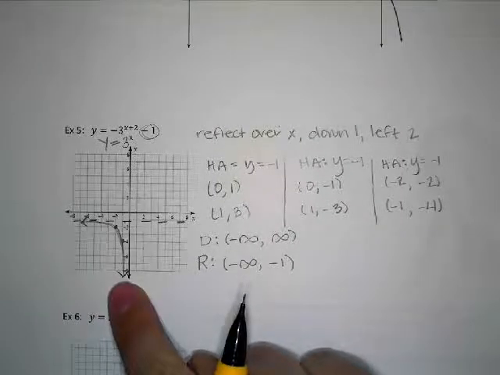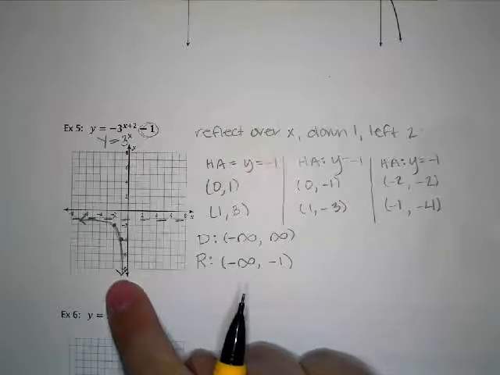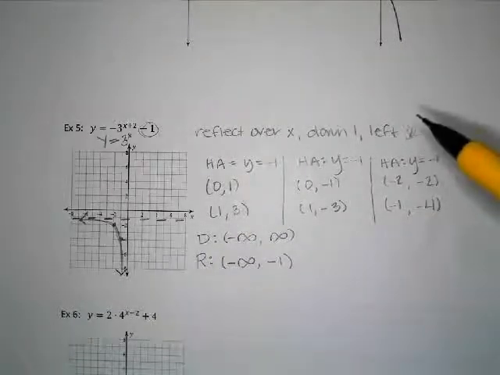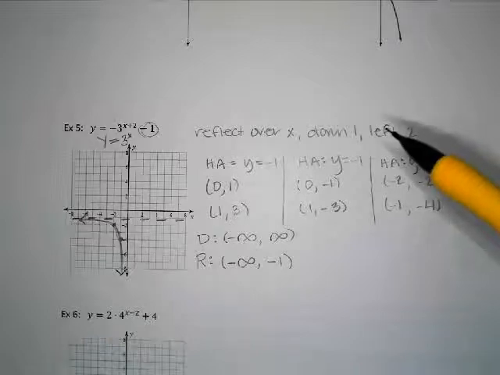So will it ever pass? Yes, very, very slowly. If we graphed it on Desmos, we'd probably have an easier time seeing it. All right, so we have domain and range.